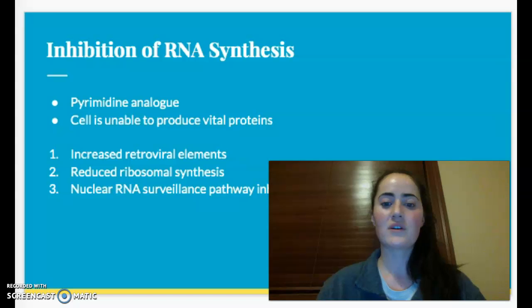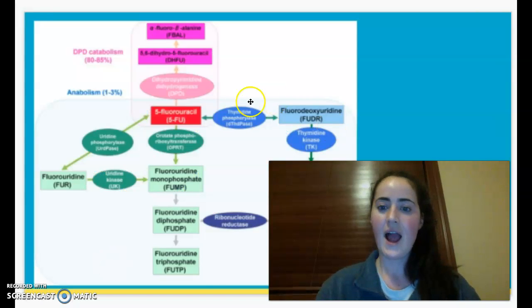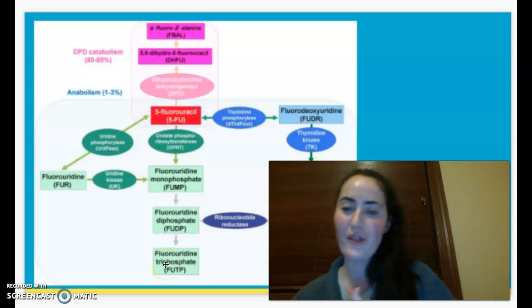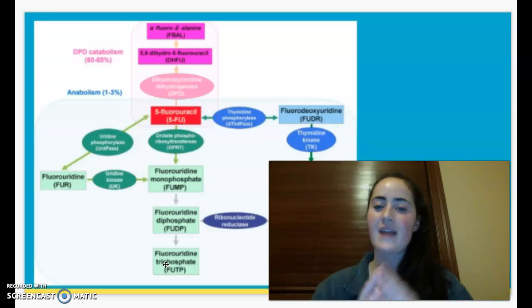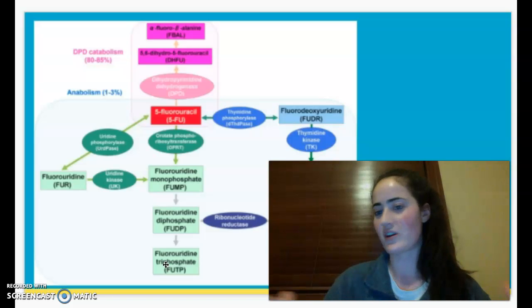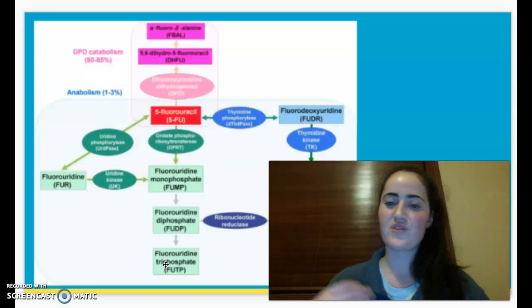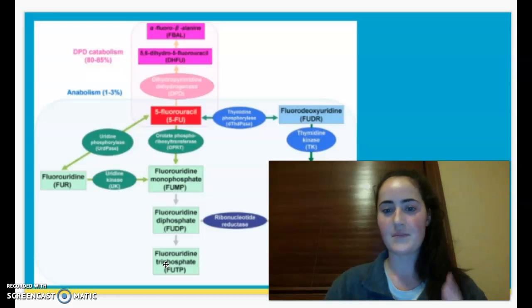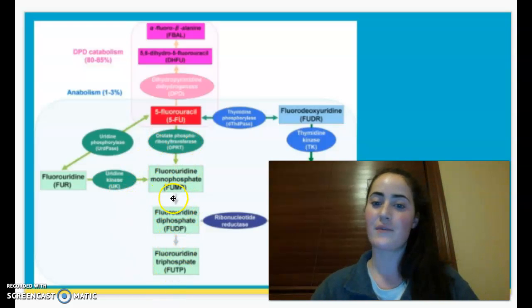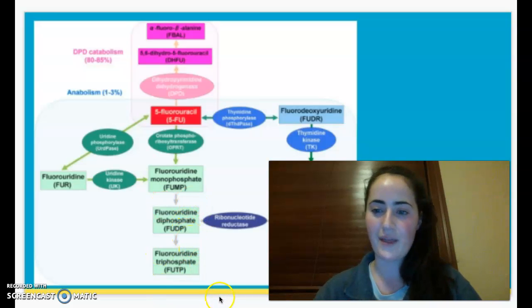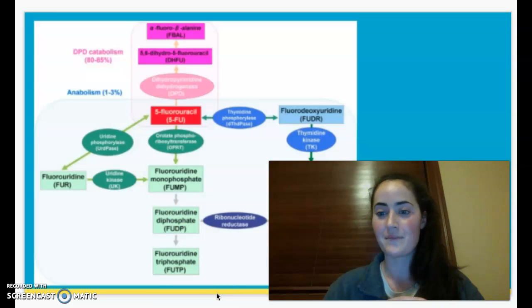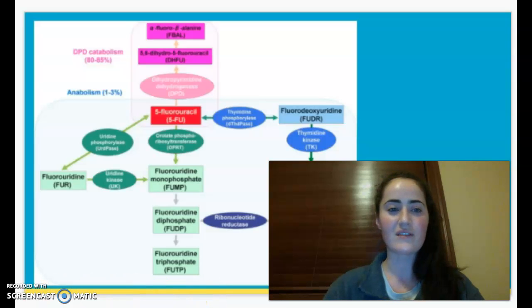And lastly, I just wanted to go over the mechanism here. I did want to show this. I'm not going to discuss all these different products, but I think that this just paints a really great picture as to the details of the whole mechanism. As you can see here, these are the different metabolites that we had discussed earlier, so it's just fun to see how everything works together and makes the effect that it should in the cancer cells.